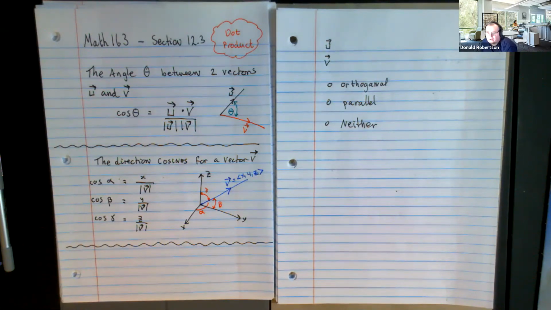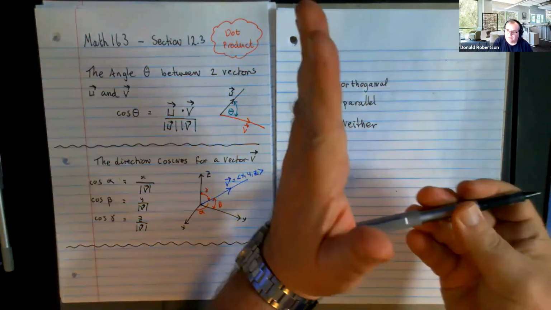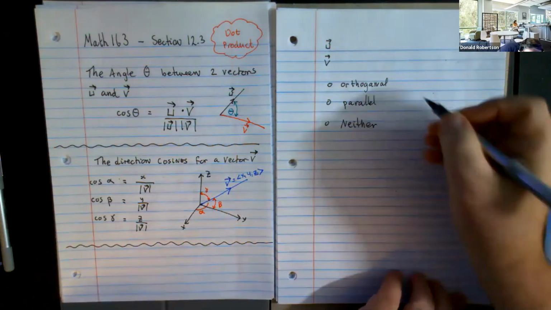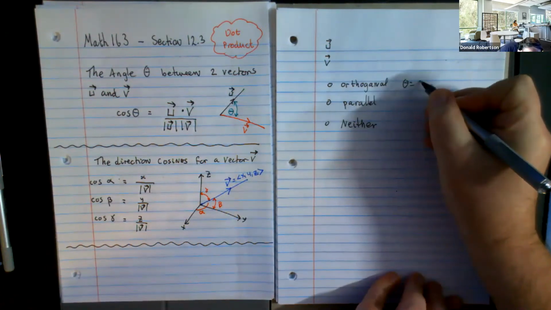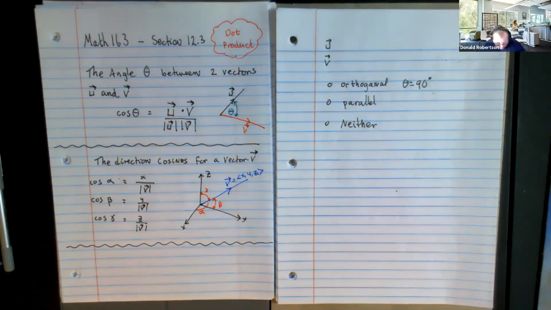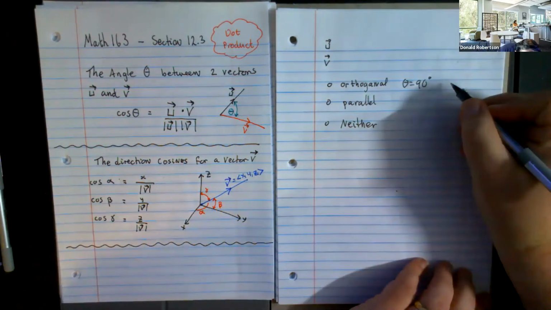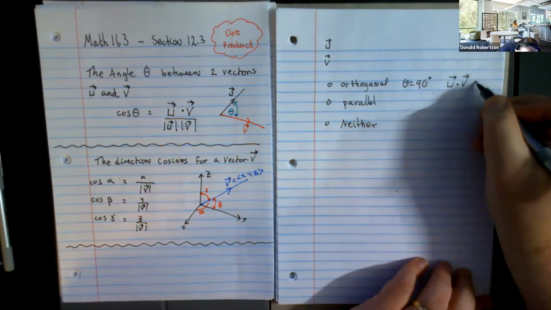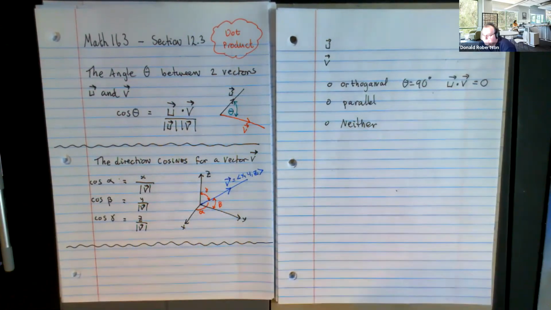If the two vectors are orthogonal, isn't that a fancy word for right angled, right, 90 degrees, then theta will be 90 degrees, agreed? And in this case, you would know that because the dot product would be 0.